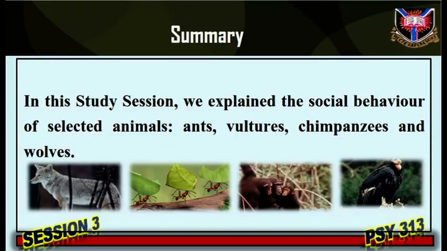Summary. In this study section, we explain the social behavior of selected animals. These animals include ants, vultures, chimpanzees, and wolves.